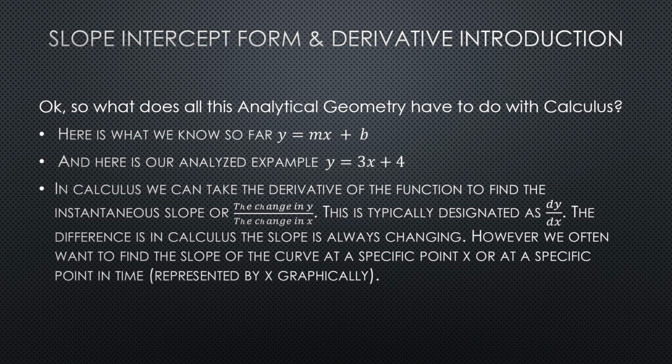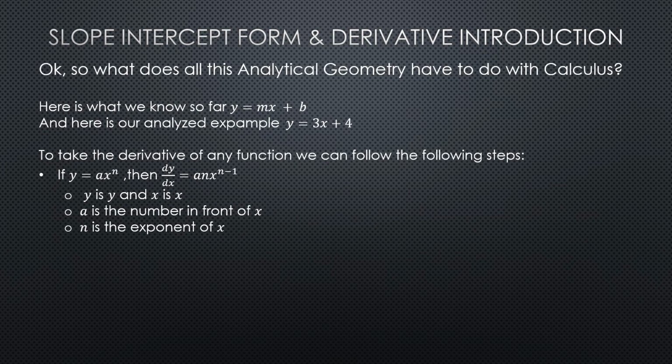The difference is in calculus compared to analytical geometry. Calculus is the slope is always changing. It's moving around. We're dealing with bendy curves. And by taking the derivative of the function, we can then find the specific slope at a specific x or y graphically.